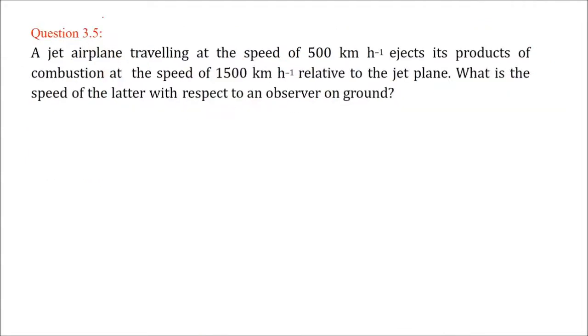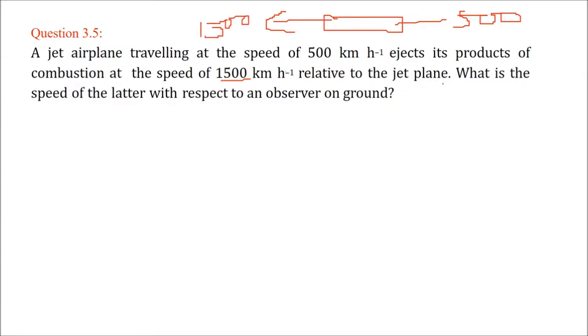A jet airplane traveling at a speed of 500 km an hour ejects its products of combustion at the rate of 1500 km an hour relative to the jet plane. So if the jet plane is moving like this, because the speed of the jet plane is 500, it ejects the combustion, you can say the smoke coming out of it, at 1500 km an hour. What is the speed of the latter with respect to an observer on the ground?